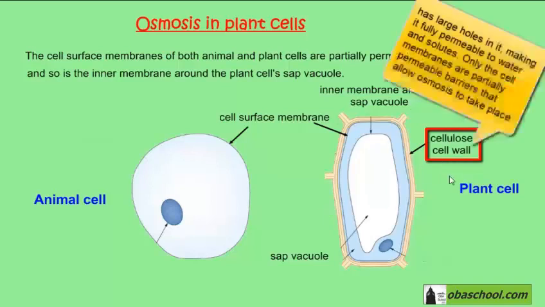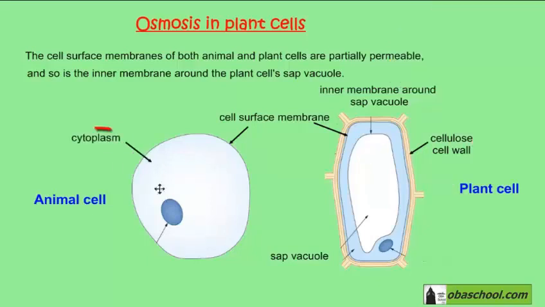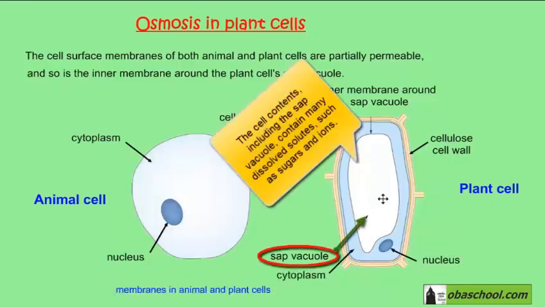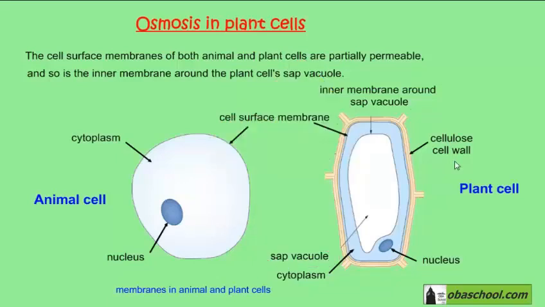And in plant cells, we also have the cellulose wall. It has large holes in it. It is fully permeable to water and solutes. So only the cell membrane is partially permeable in the plant cell. We also have the cytoplasm and the nucleus, of course. And in the sap vacuole, we have storage of many dissolved solutes, such as sugars like sucrose and ions.